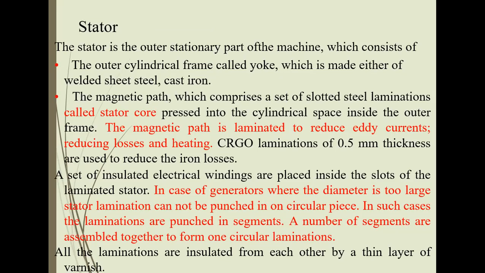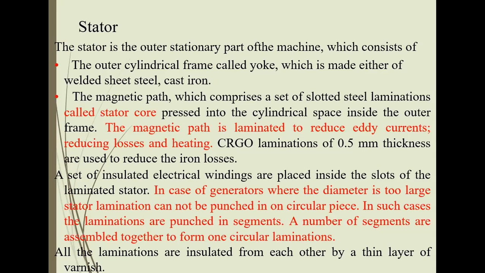So again, stator construction. It is the outer part of the machine and consists of a cylindrical frame called the yoke, made either of welded sheet steel or cast iron. The magnetic part comprises a set of slotted steel laminations called the stator core, pressed into the cylindrical space inside the outer frame. The magnetic part is laminated to reduce eddy currents, reducing losses and heating. A set of insulated electrical windings are placed inside the slots of the laminated stator.